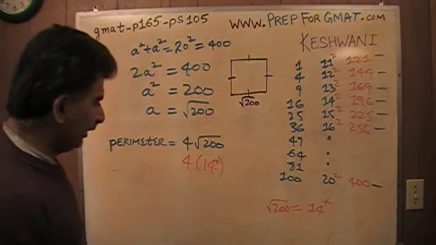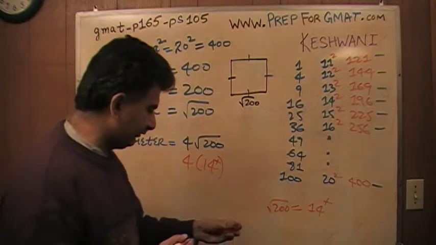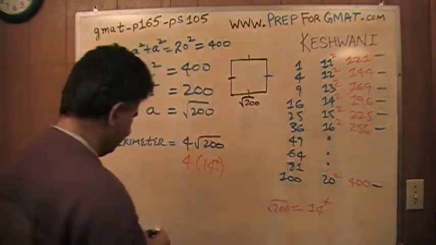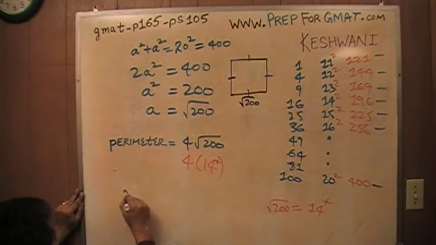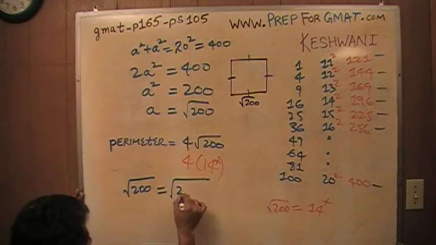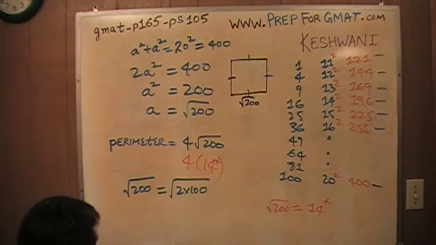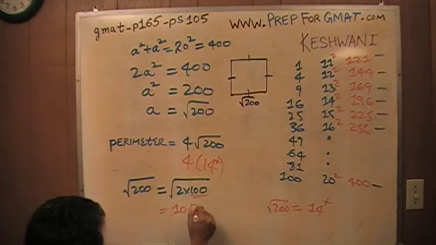Let me redo it a little bit differently. The proper way, the academic way, very quickly, is this. The square root of 200, you write it as the square root of 2 times 100. And the square root of 100 is 10. So it is 10 times root 2.